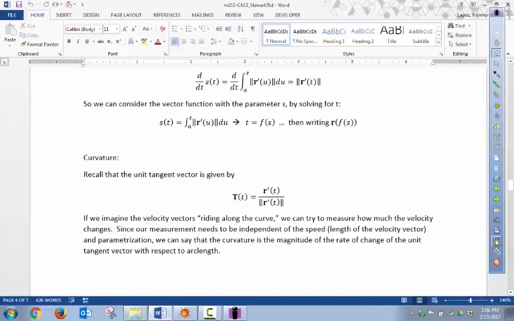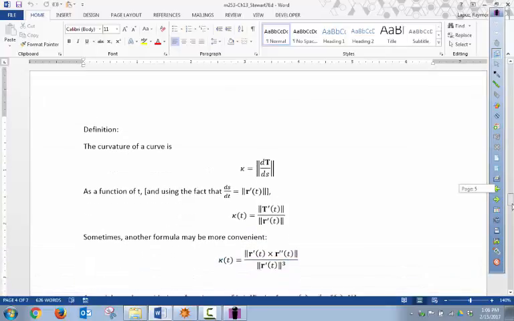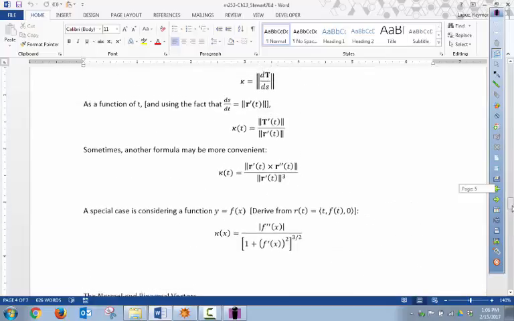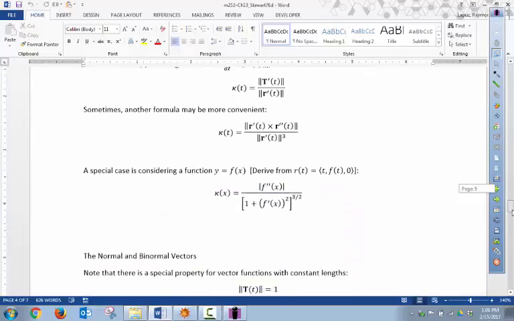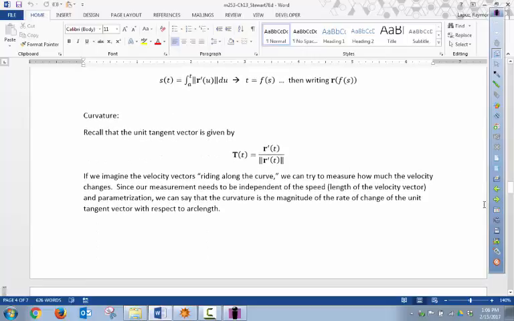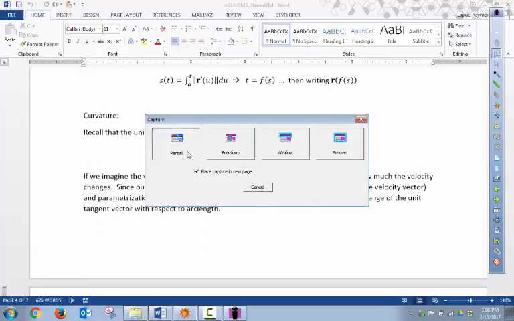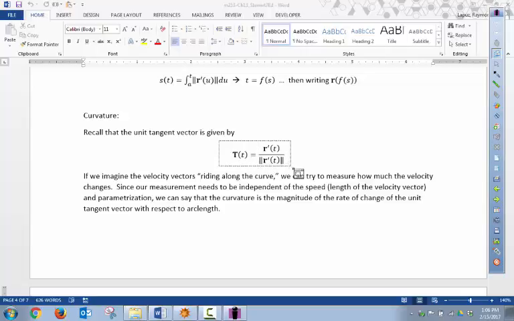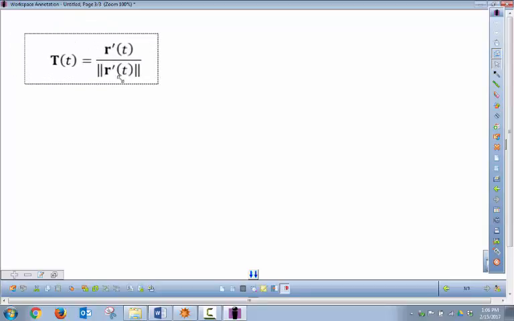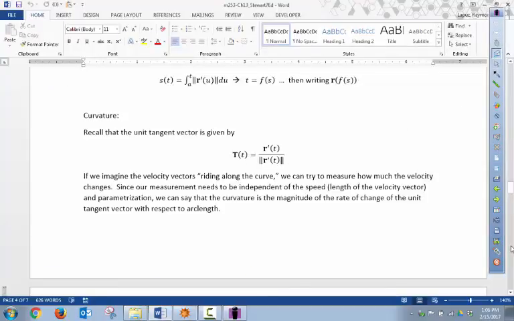So this is a recall. Oh man, that means I don't have the other ones. Oh, there it goes. So let me just put down the T, the N, and the B definitions. I'm going to take a few more things over here.